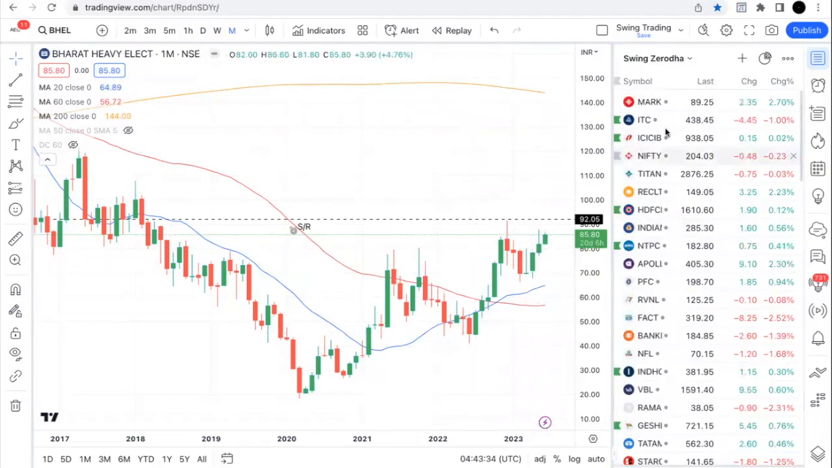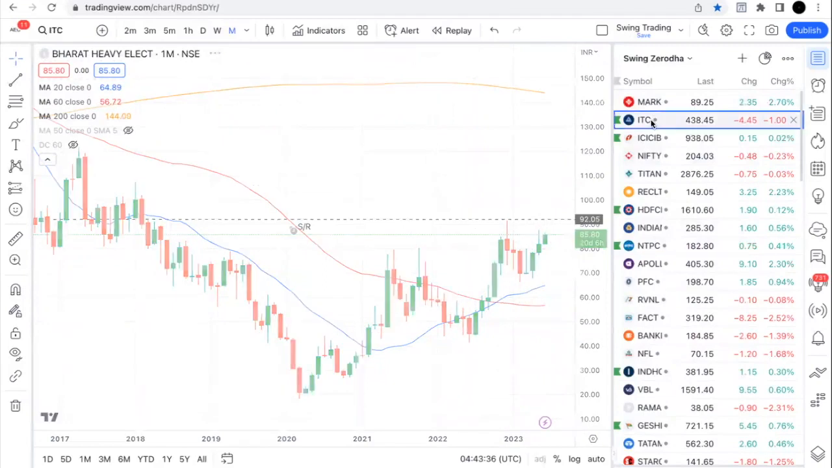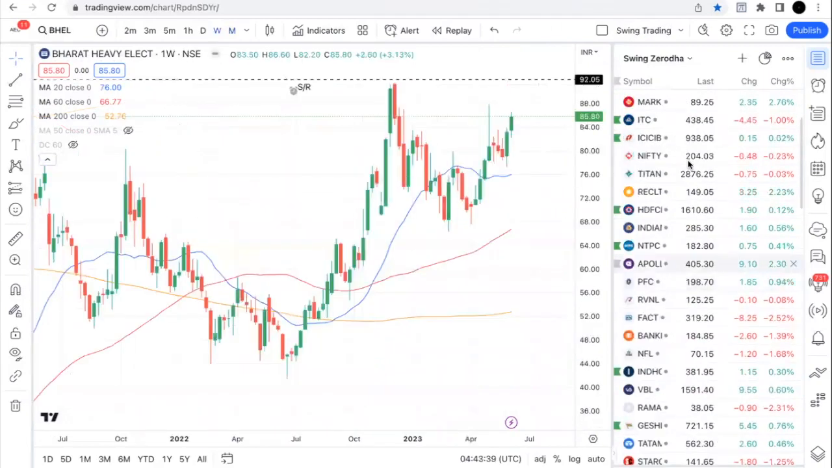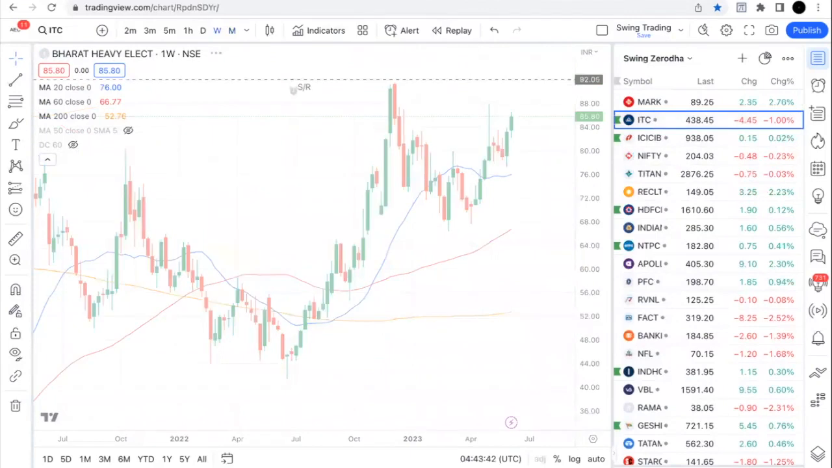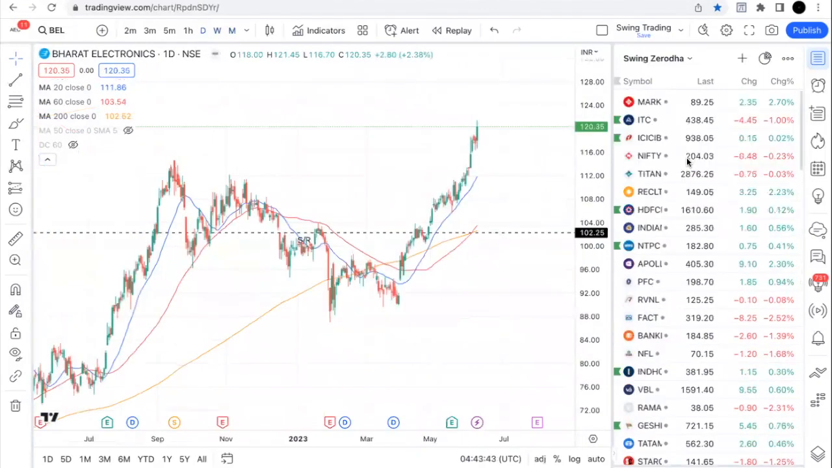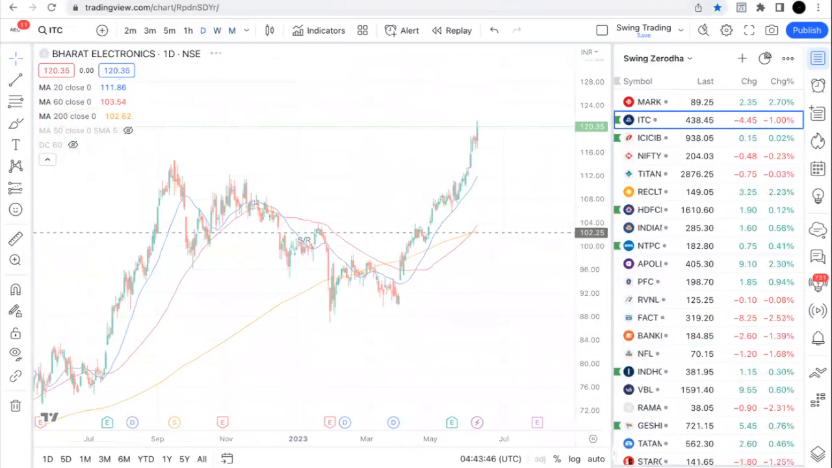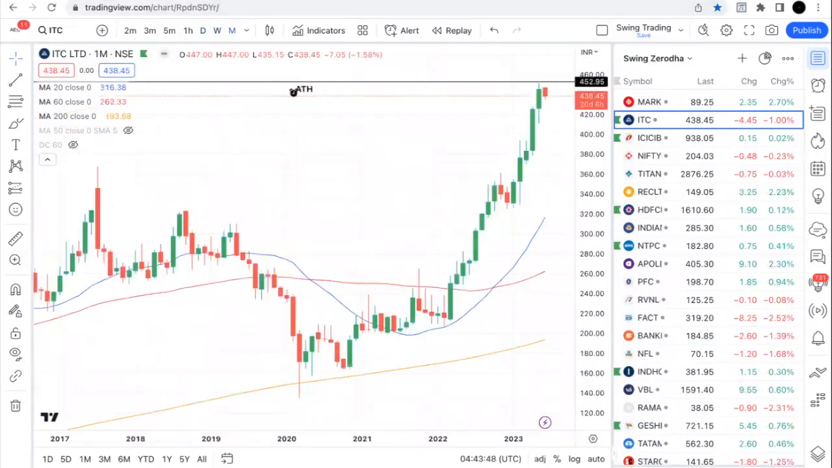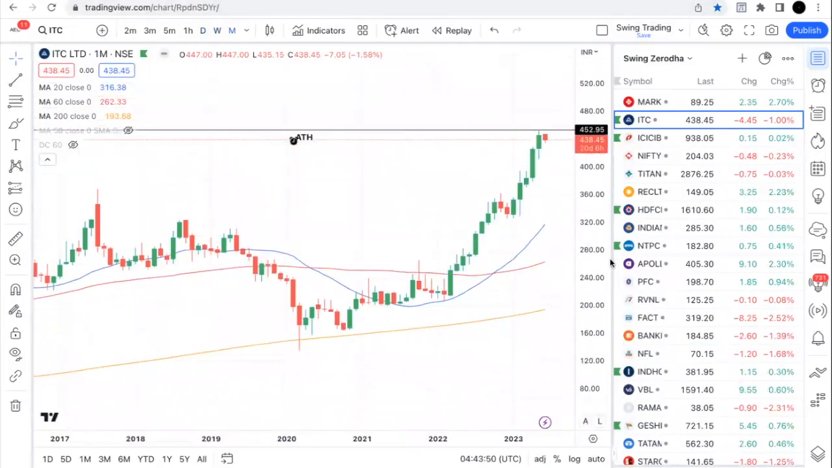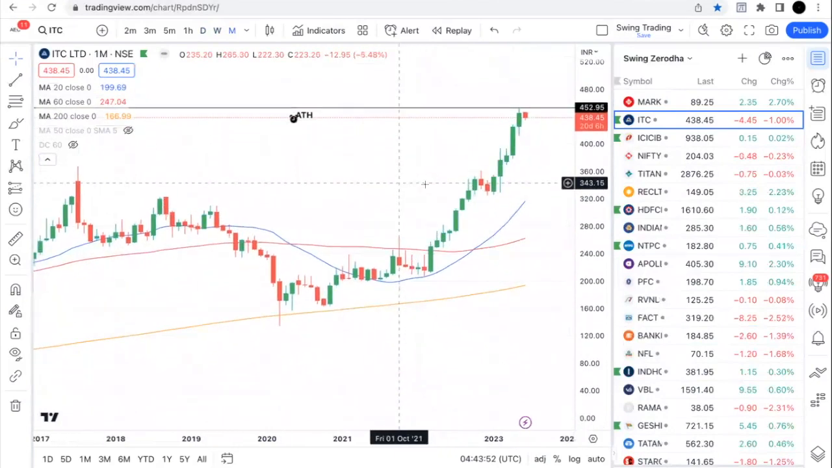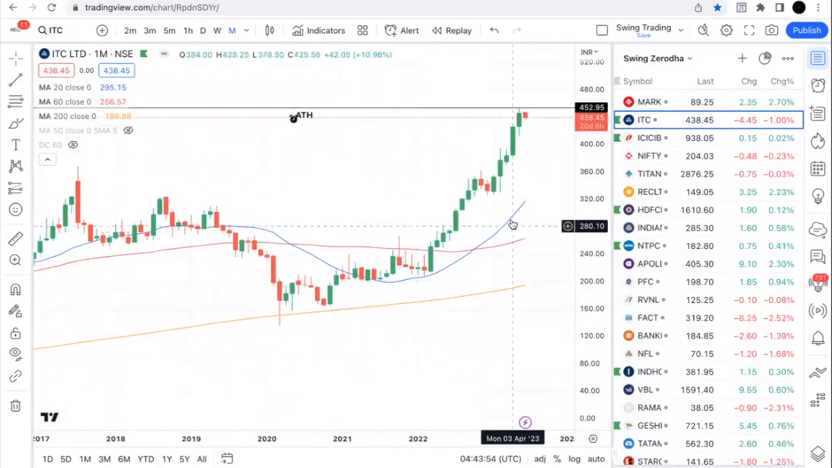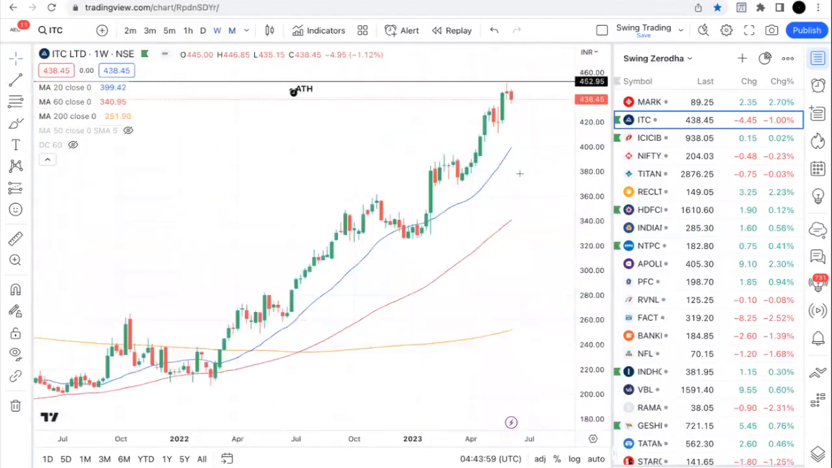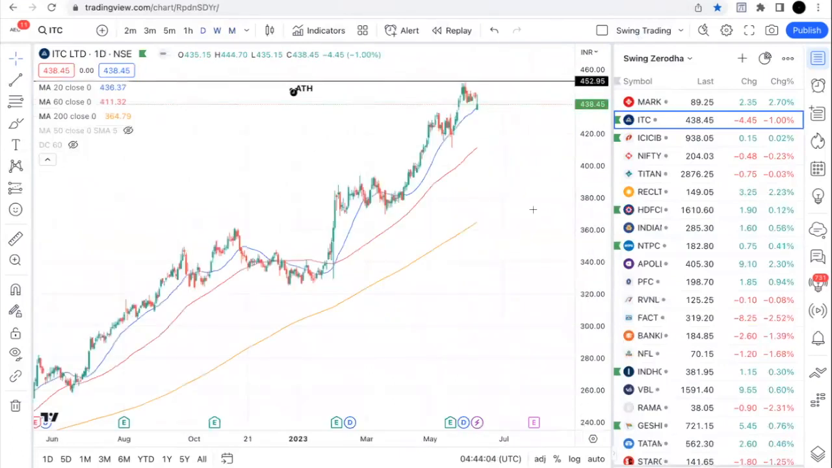Now let's go to all the positive examples that I have on my list. ITC is one company. The top 15 to 20 here are on my good list. So here's ITC, and let's look at the monthly chart of ITC. Look at this. ITC is close to its all-time high, and here's what you see: the 20 is above the 60 and the 60 above the 200. Then on the weekly chart, the 20 above the 60, 60 above the 200. The daily chart, 20 above the 60, 60 above the 200.